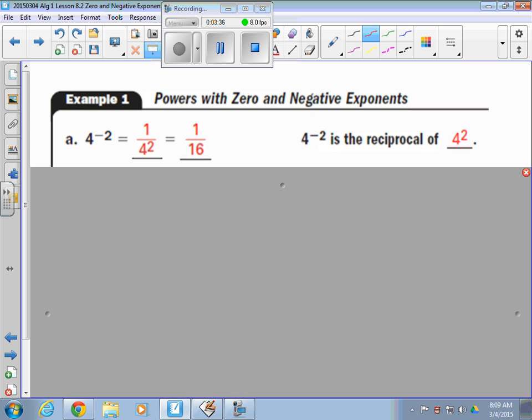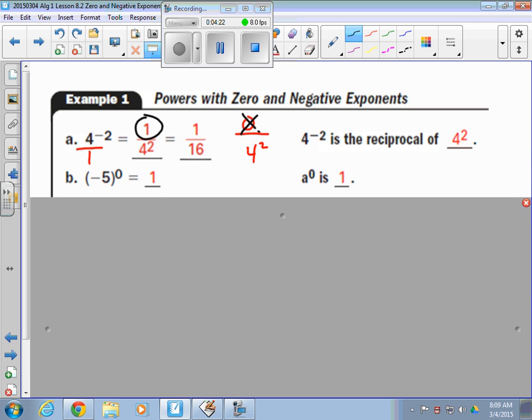Example number 1 is powers with 0 and negative exponents. So 4 to the negative 2. You have to understand first that everything is over 1. It's raised to a negative exponent, so ride the elevator down. Now, when it rides the elevator down, you're not left with 0 over 4 squared, because 0 over something means 0 divided by something, so the whole thing will come out to be 0. So it can't be this. That's why 1 is left on top. So 1, 4 to the negative 2 goes down, and it becomes positive 2. And you square 4, and you get 1 over 16. So 4 to the negative 2 is the reciprocal of 4 squared.